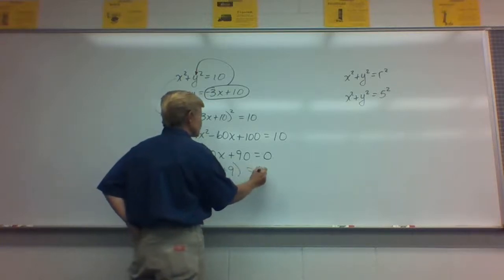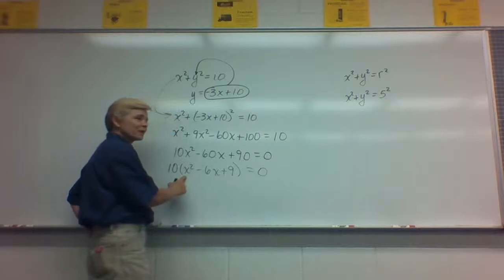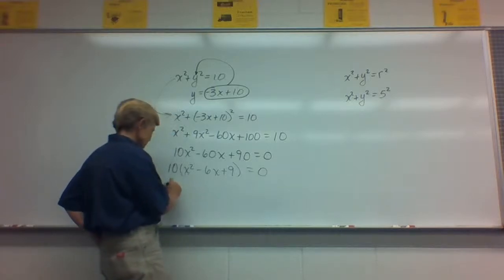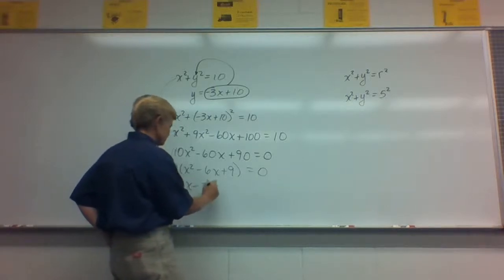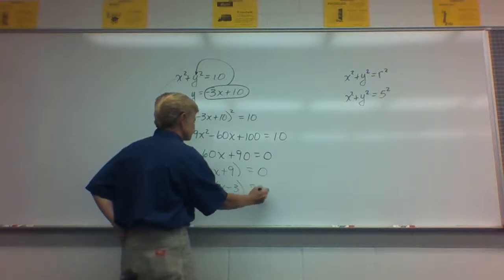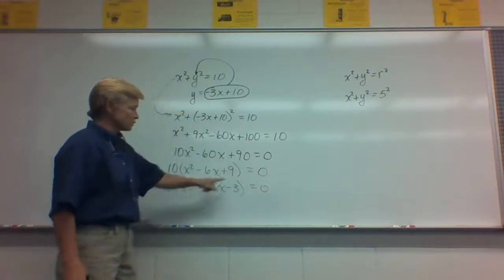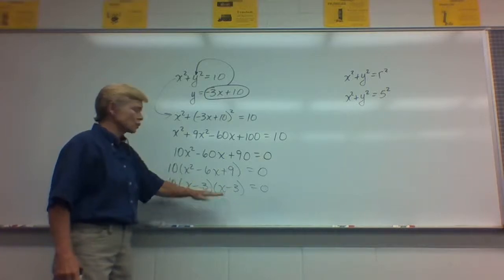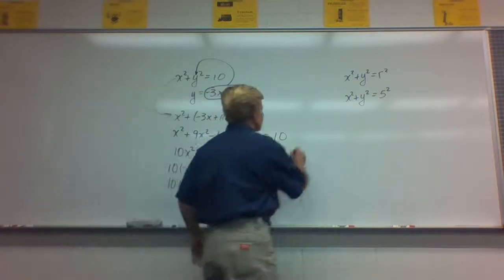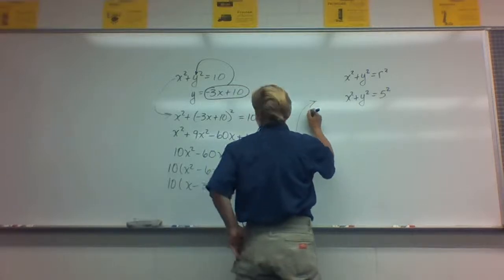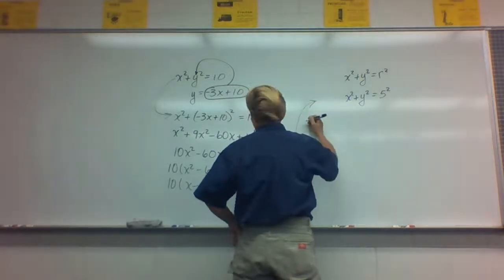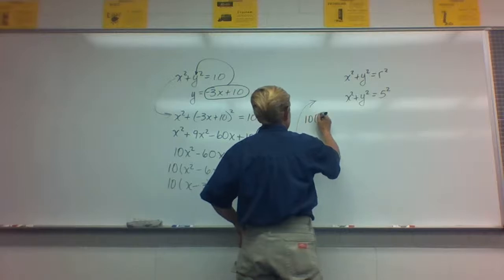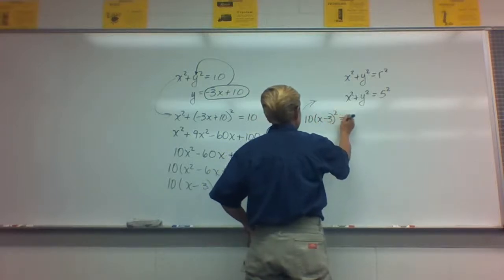Not only will it factor, it's a perfect square trinomial if you remember how to recognize it. Remember? Factors of 9 that add up to 6, both 3's, has to be negative. This is a perfect square trinomial. What I end up with is 10 times (x minus 3) squared equals 0.